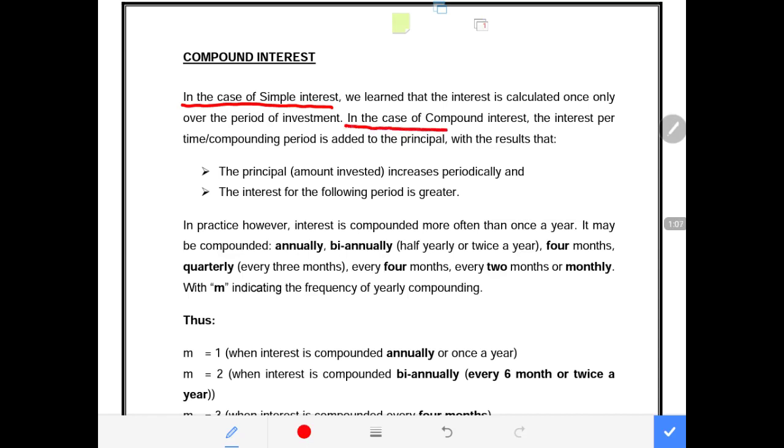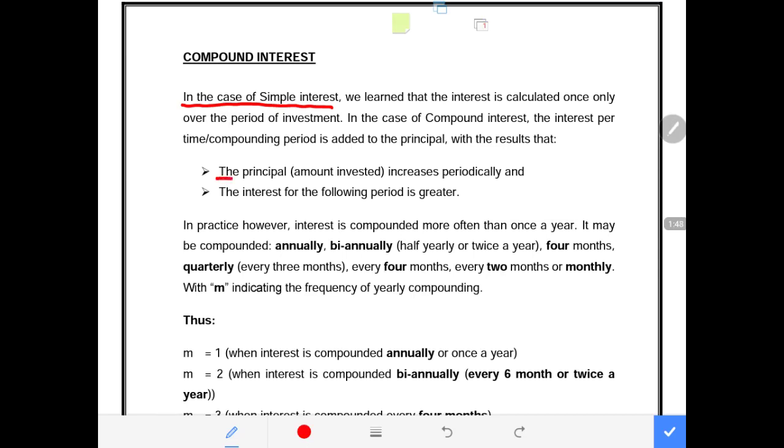However, in the case of compound interest, we will learn that the interest per time or per compounding period is added to the principal, with the result that the principal amount will increase periodically. That means when it comes to compound interest, we earn interest from the amount we have invested, and we earn interest on the interest that we have earned. In other terms, we accumulate interest to the amount that we initially invested, which is normally called the principal or the present value.